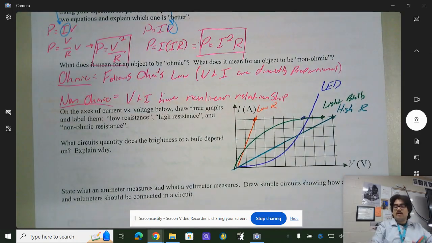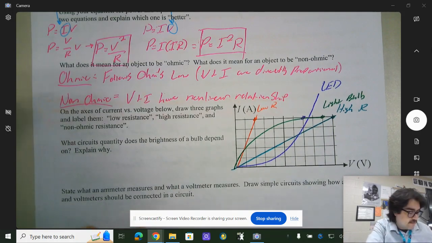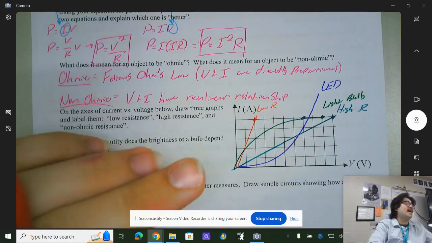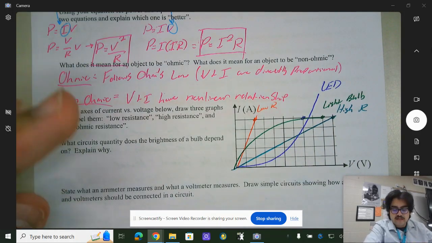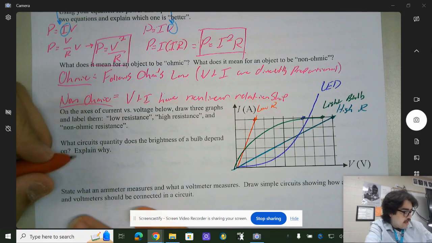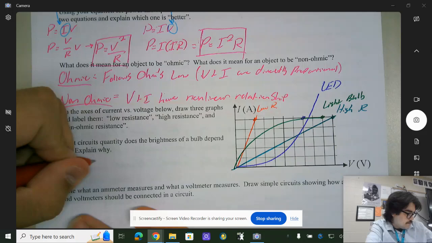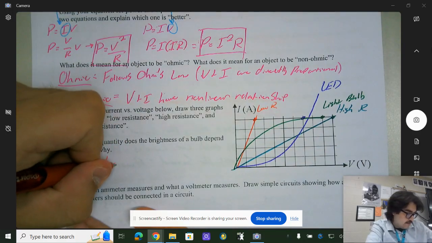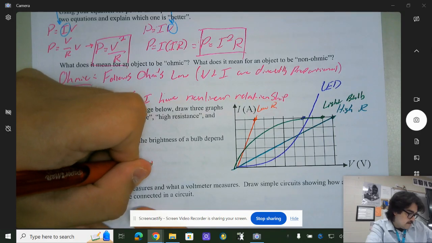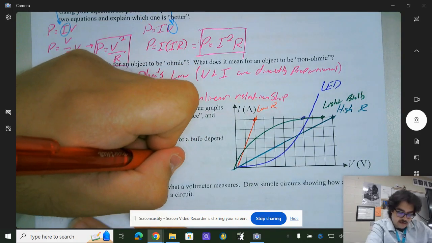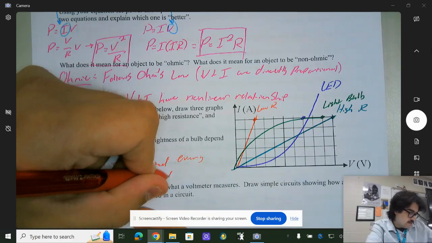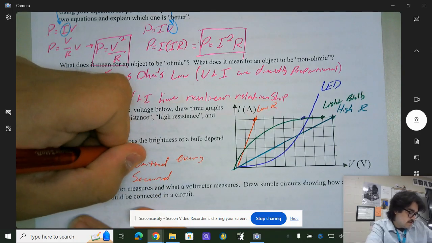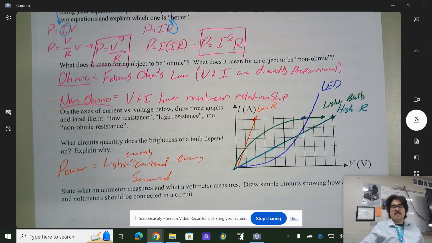So what gives a light bulb its brightness? What quantity gives the light bulb its brightness? Most people think energy, right? Well, you're technically right. It's not about the amount of energy that's delivered, it's about how fast it's being delivered. And that would be power. This is the light energy emitted every second.